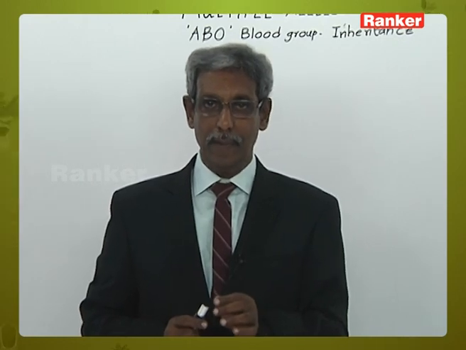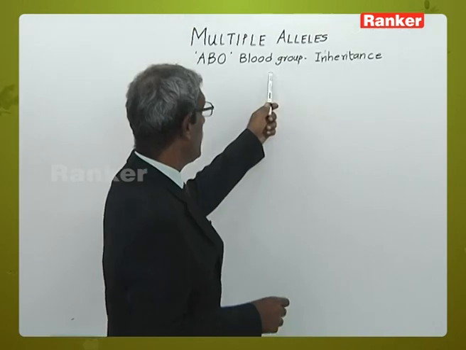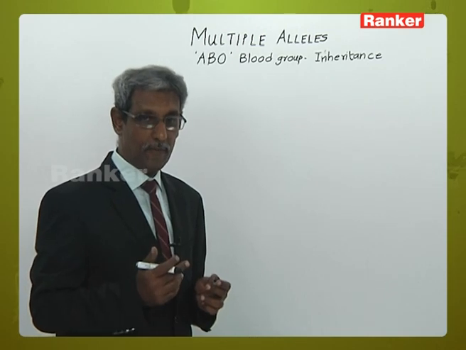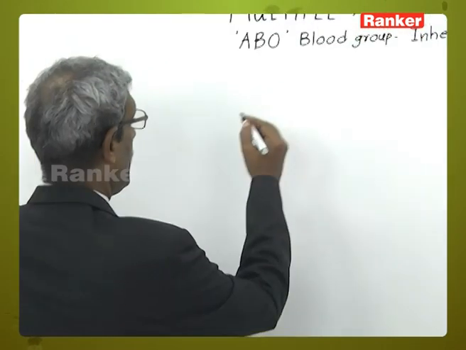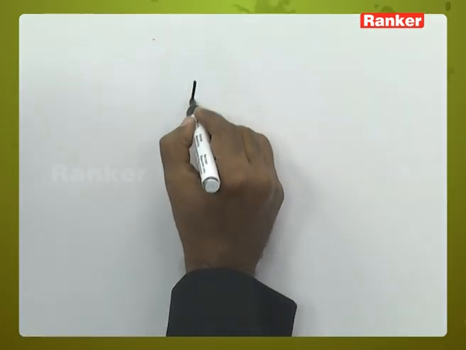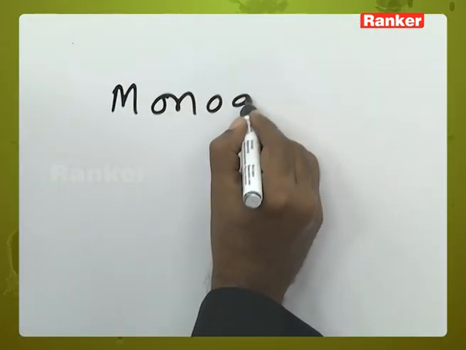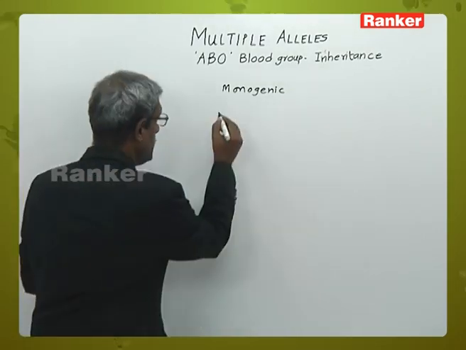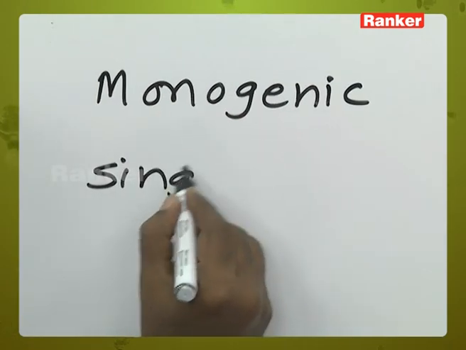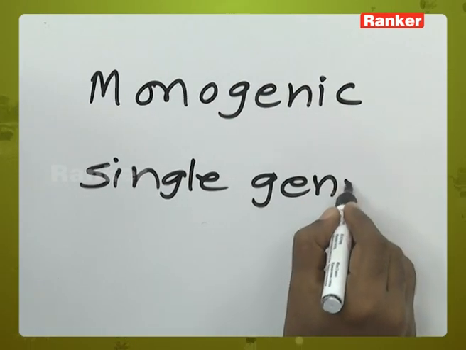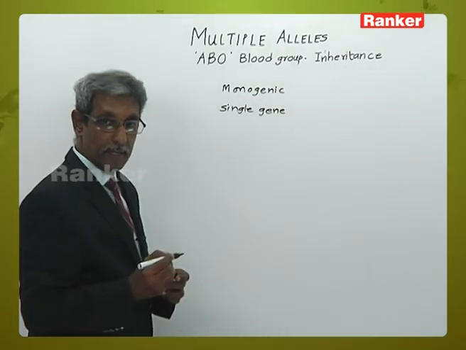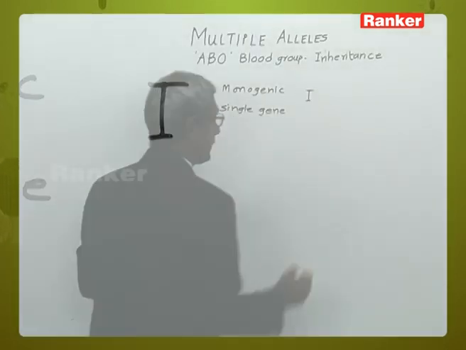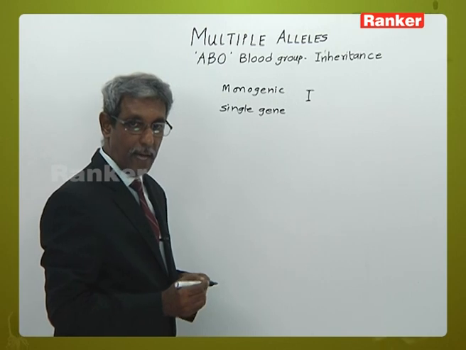A common form of multiple alleles is seen in the inheritance of blood groups. When you take blood as a factor, we understand that blood group follows monogenic inheritance, that is, it follows single gene inheritance. And the most important thing is that the single gene is designated as I.